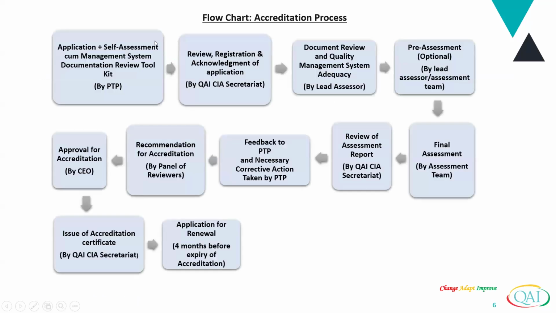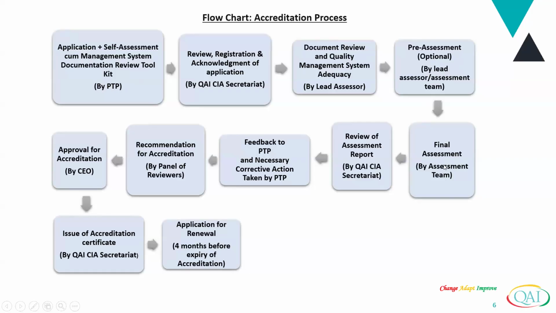This is our flow chart for the accreditation process. First, the application plus the self-assessment cum management system documentation review toolkit along with the terms and conditions and quality manual system documents are to be submitted by the PTP. Next is review, registration, and acknowledgement of the application, to be done by the QACI Secretariat. Then document review and quality management system advocacy, to be done by the lead assessor. Now the step is pre-assessment, which is completely optional, by the lead assessor or assessment team. If the PTP opts for pre-assessment, we can fix that. Otherwise, it is completely optional.